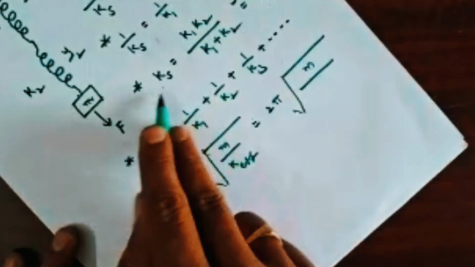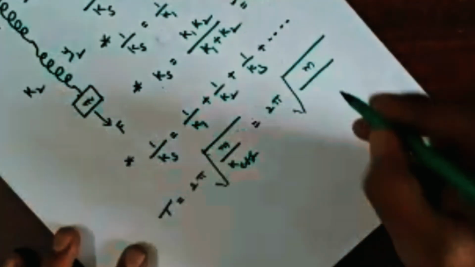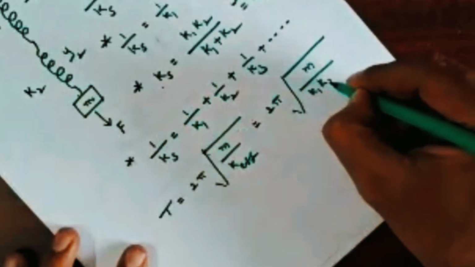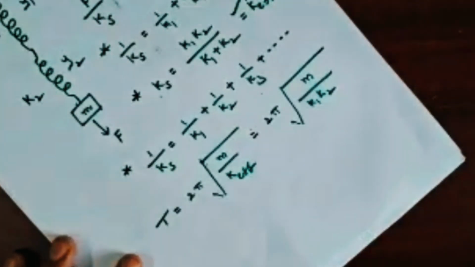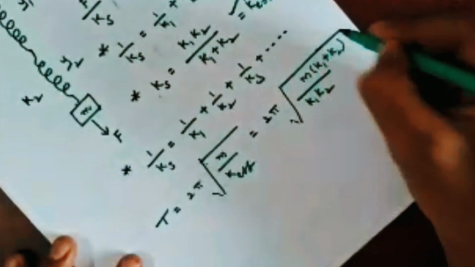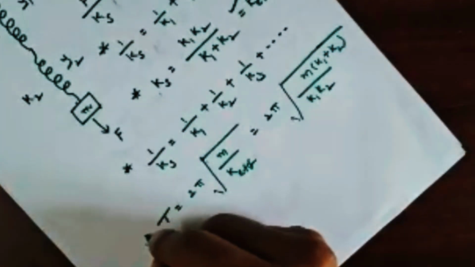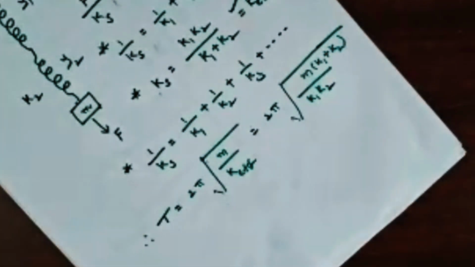That is Ks. Why? Because the two springs are in series combination. So use this formula K1 K2 by K1 plus K2. That is in the denominator, so the fraction can be reversed. Then that becomes K1 plus K2. Like this, we can calculate the time period of the two springs which are in series combination. Okay, got it?